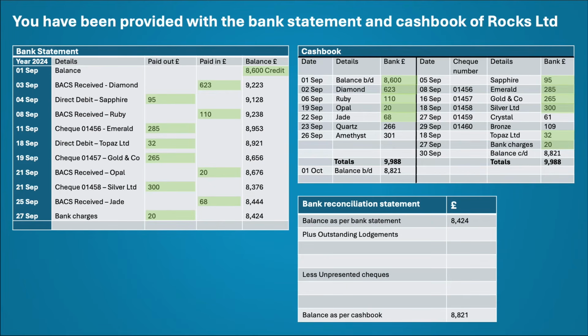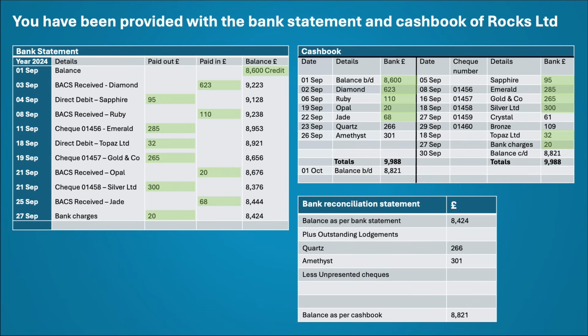So I'll repeat that again. It is any income that has been recorded on the cash book but is yet to appear on the bank statement. So here we have two, didn't we? We've got quartz, which was £266, and amethyst for £301. So we can add both of those in. We'll add quartz in first, and then amethyst. We then want to take off any unpresented cheques, which is any payments that have been recorded within the cash book, but again are yet to appear on our bank statement. So again, we've got two here. We've got crystal for £61 and bronze for £109.